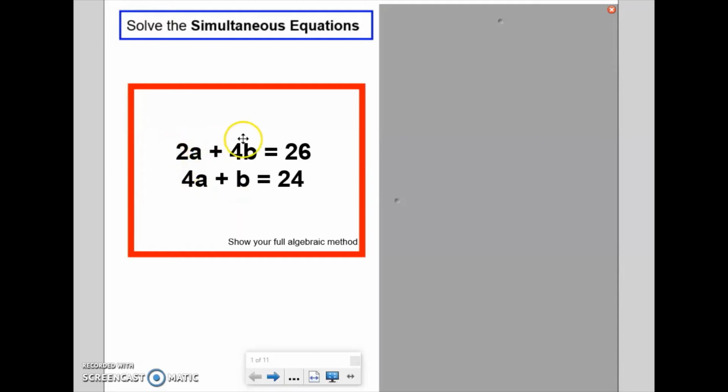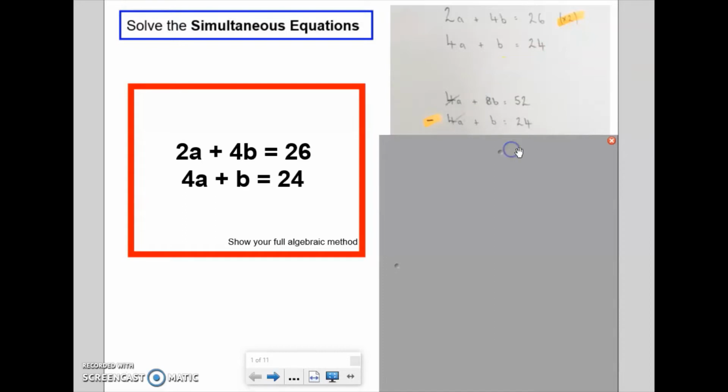What I'm going to do is take the first line of the question, 2a plus 4b equals 26, and multiply the whole line by 2. That will then give me 4a and 4a on both lines of my simultaneous equation question. So this is what my original question looked like. And you can see here, I've shown that I'm going to multiply the first line by 2.